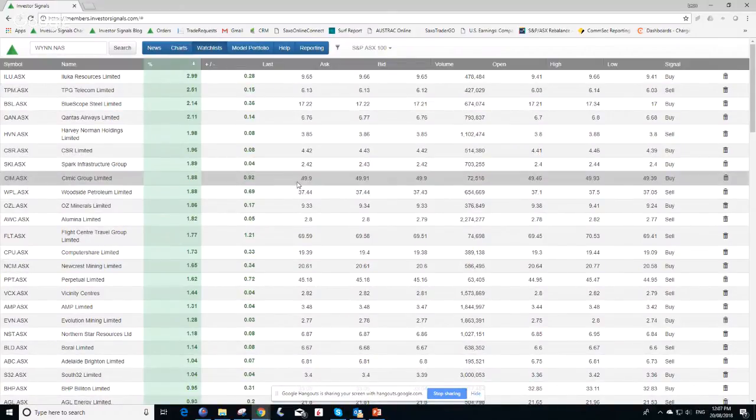You can see CIMIC's holding up very well, so you really need to see 3 or 4 nights of selling in the US for that to really create an opportunity. That may occur over the next few weeks.